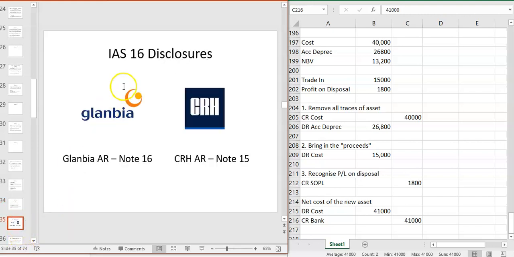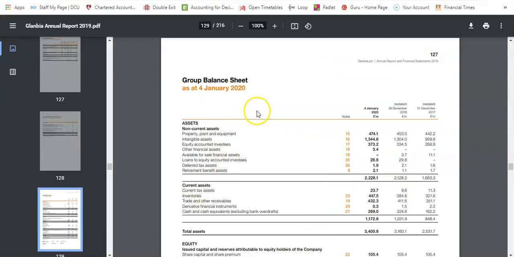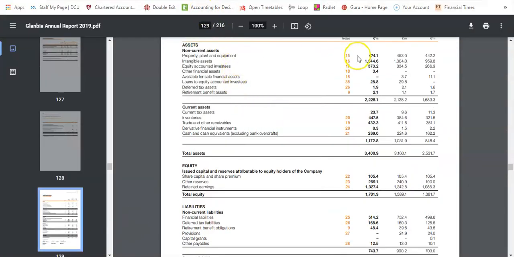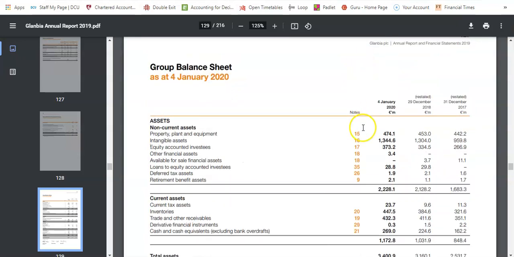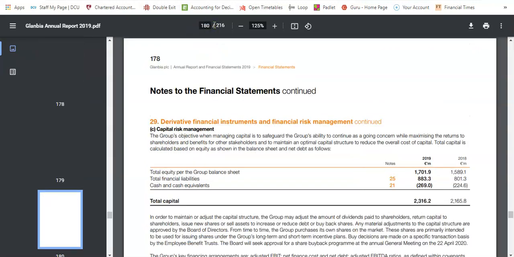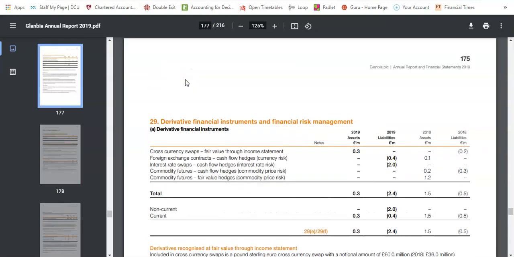So let's look at one example in the real world, Glanbia note 16, a real-world example of IAS 16 disclosures. If we take a look firstly at Glanbia, I've just taken the annual report. You see there, 474 million non-current assets, property, plant and equipment. Can we find note 16? A bit ahead of ourselves there.